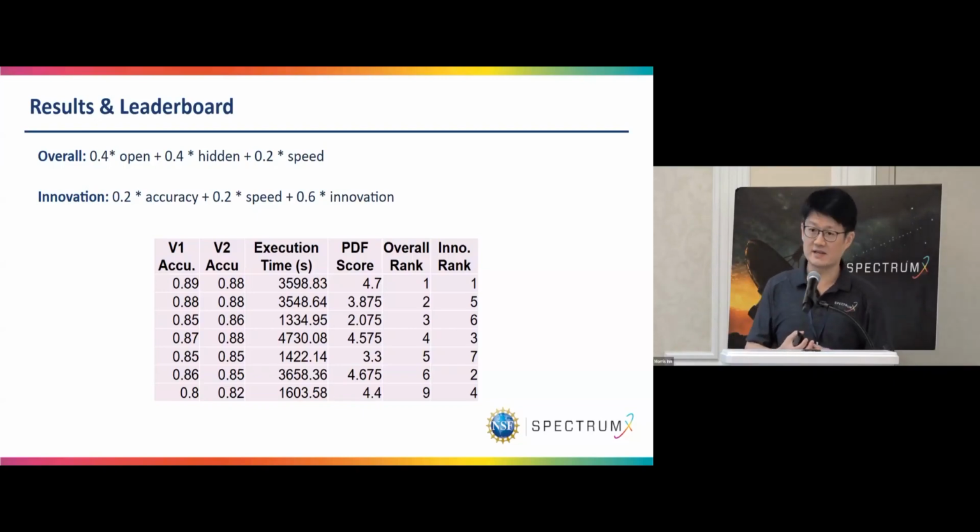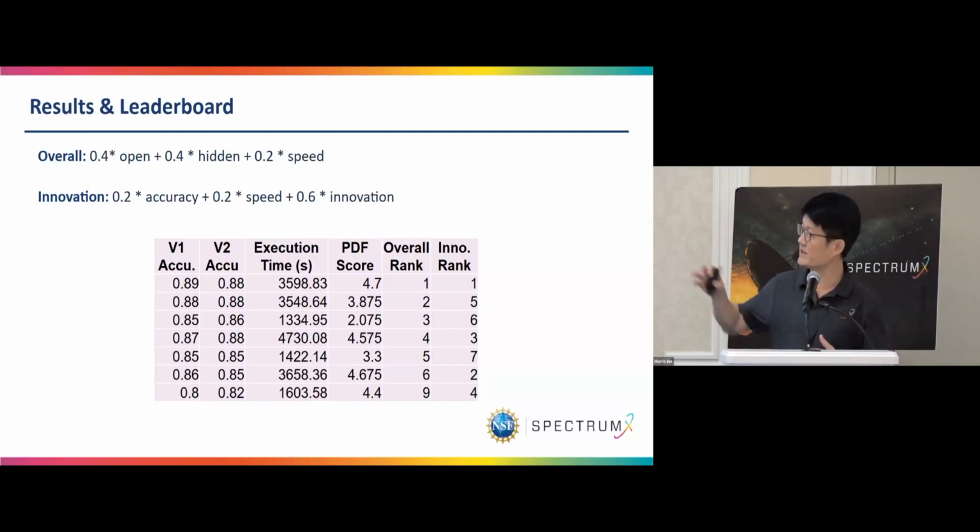There is another 30% on the hidden data set that we keep in our pocket, where we rank all the algorithms in terms of their performance. Here, the performance really just means the accuracy. And then lastly, we put 20% on the speed, basically how efficient your implementation is on our common platform. Some run really fast, some run a little bit slower. As you can see here, V1 and V2 correspond to the open and hidden data sets. Execution time is really the speed indication. The PDF score is essentially the innovation.